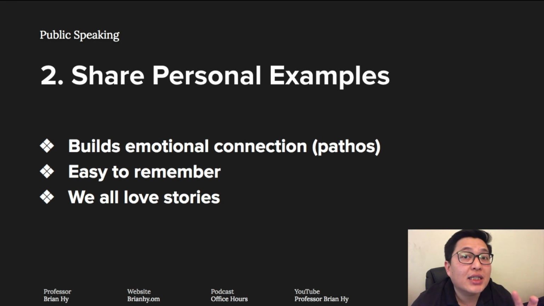Therefore, how do you maximize your time? Simply put, share personal examples, because you already know these personal examples. So think about your life, right? Think about certain memories that you have. And once you know those memories, do those memories connect with your speech? Do they talk about a specific element of your speech?